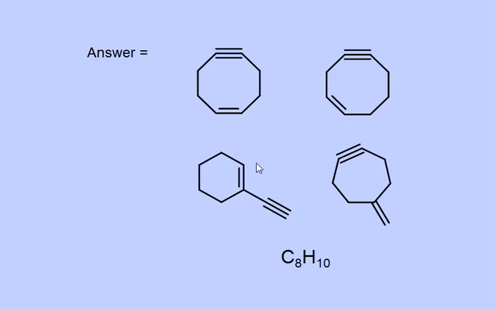The most likely answer is probably the first one, because of course the triple bond is trying to be linear at this point, and the bending of the molecule around in the ring causes stress. So an 8 carbon ring is more likely than the 7 carbon suggestion.